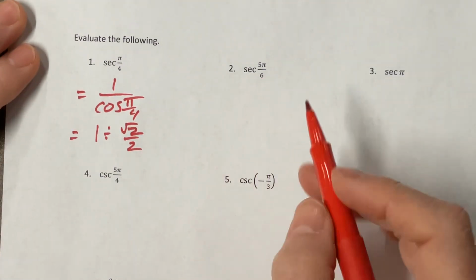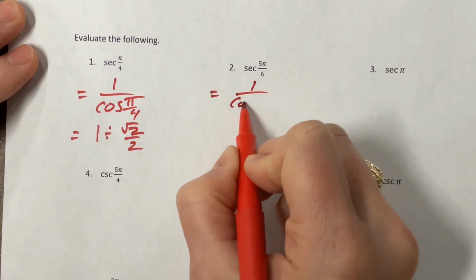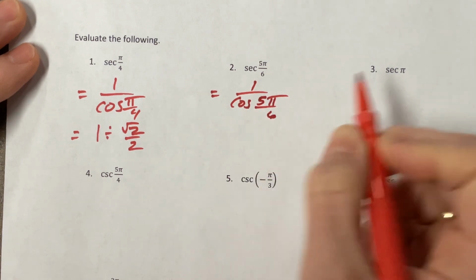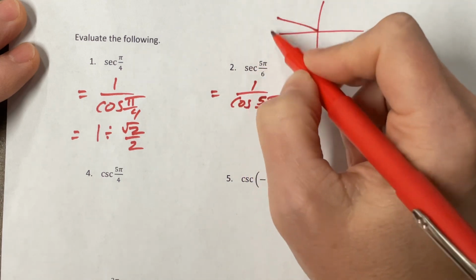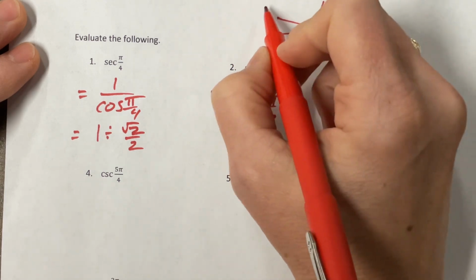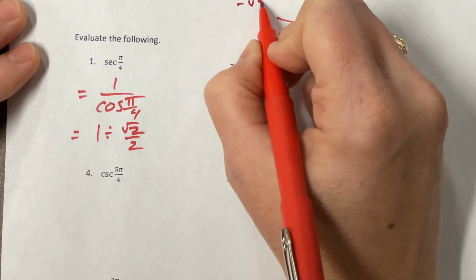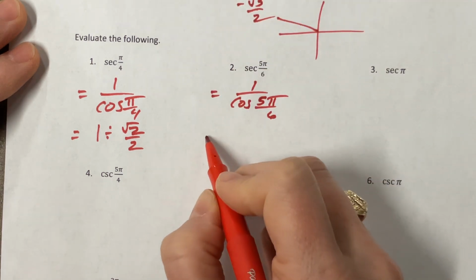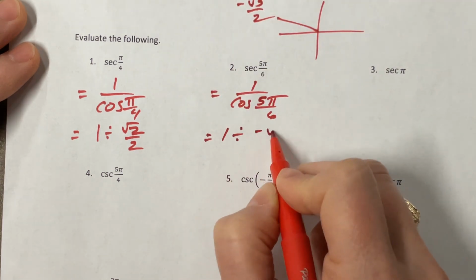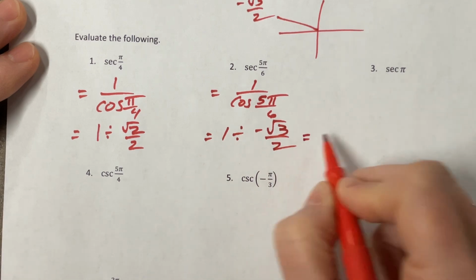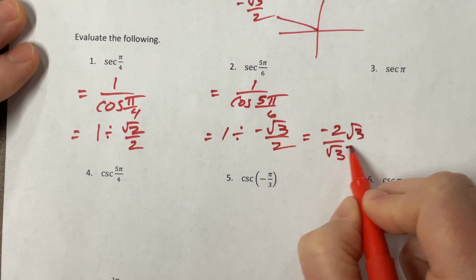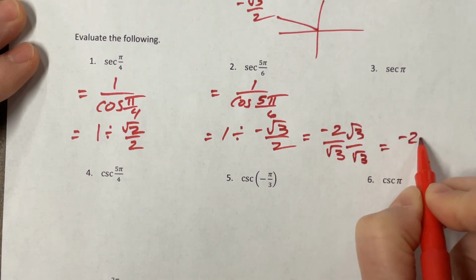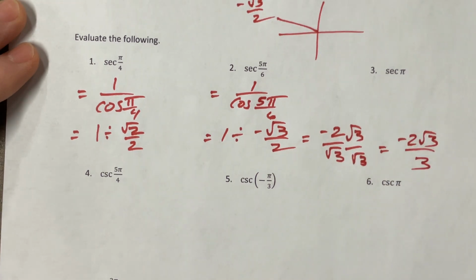Secant of 5 pi over 6, this is 1 over cosine of 5 pi over 6. I'm really good at my unit circle. I know that 5 pi over 6 is over here. I went over a lot and up a little, but I went in the negative direction. So the cosine there is going to be negative root 3 over 2. And so this is 1 divided by a negative root 3 over 2, which gives me a negative 2 over root 3. Rationalize the denominator. It's kind of annoying. Negative 2 root 3 over 3.